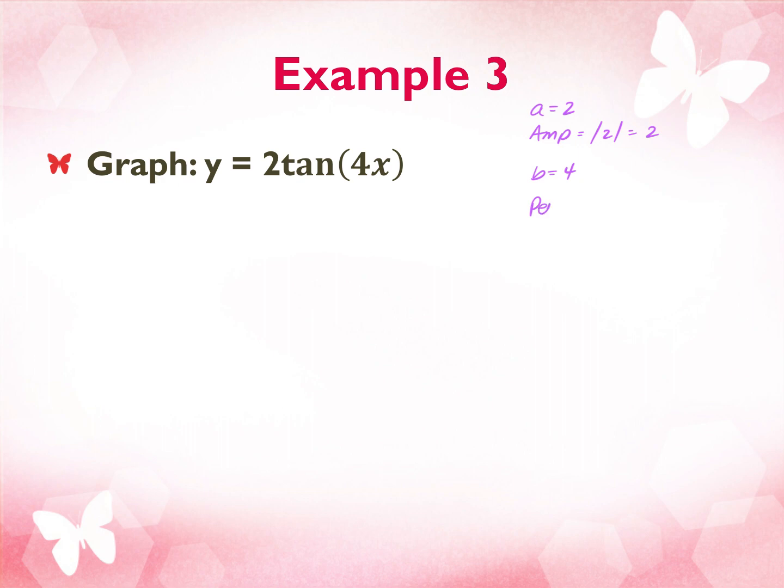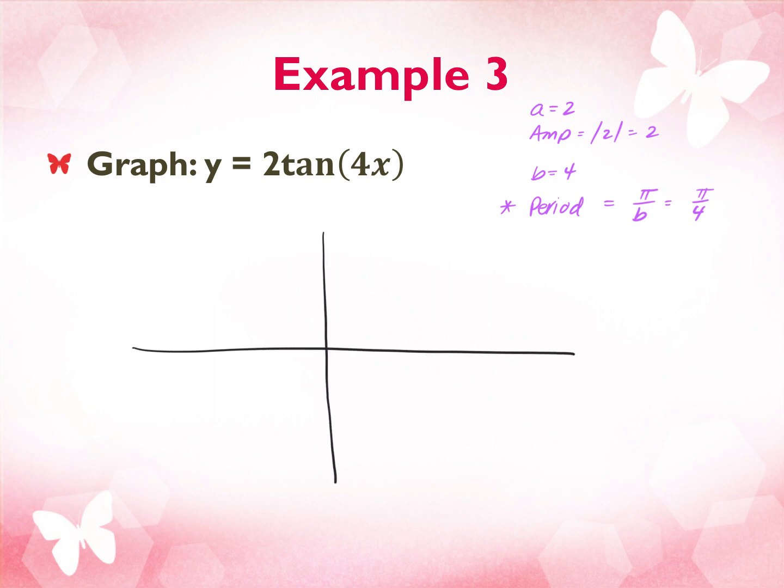Now the period here, remember that the basic period of a tangent function is pi. So the period is pi over b. So this is a little bit different. The period's going to be pi over 4. So I'm going to come over here and figure out where my asymptotes go, where does everything go.